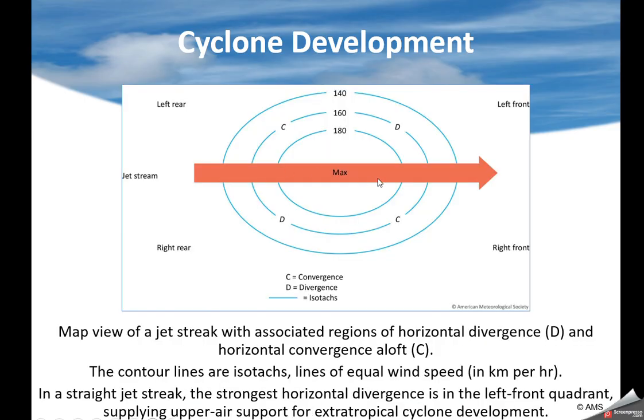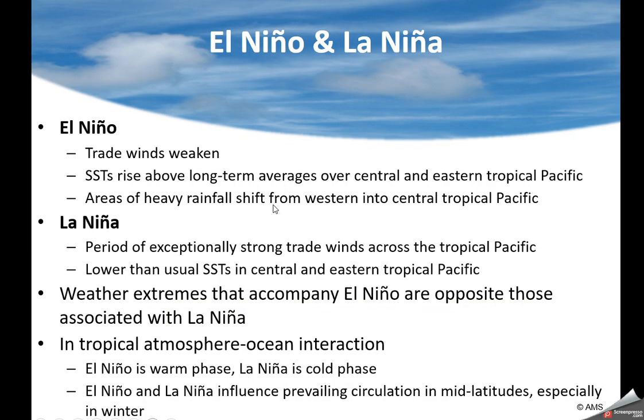And here's where the divergence and convergence are on that jet streak. If you're in the left front quadrant or the right rear, you get the divergence. Otherwise, you get the convergence. El Nino is pretty much the last thing we're going to try to get into.